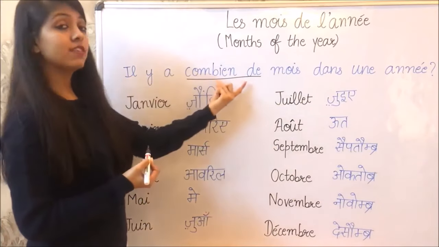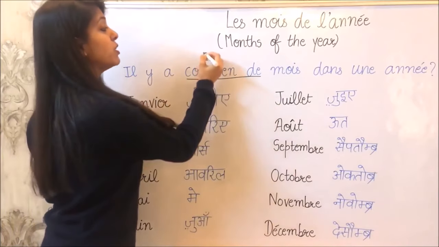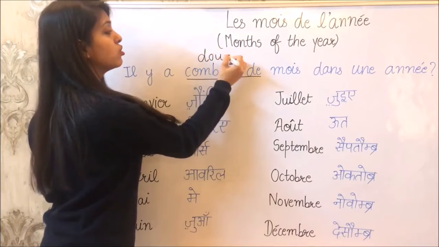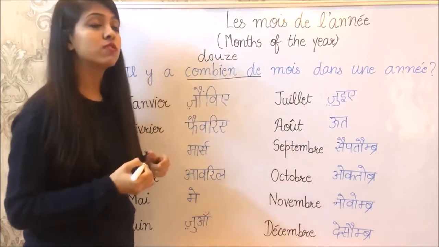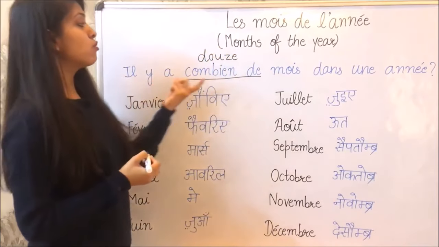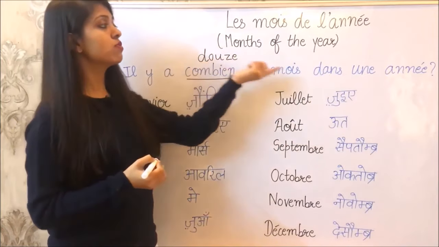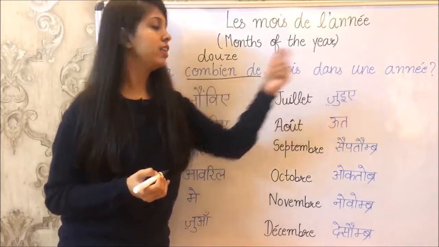There are, instead of writing combien de, there are how many months in a year? 12. Très bien. Which is 12. Alors, il y a combien de mois dans une année? Il y a 12 mois dans une année.